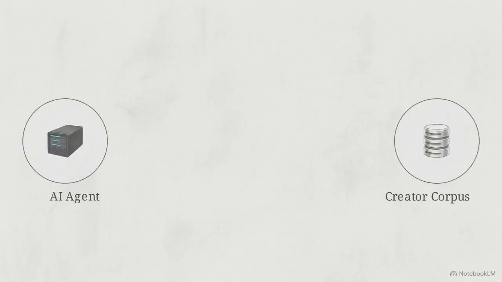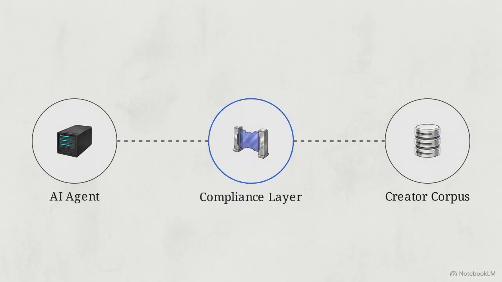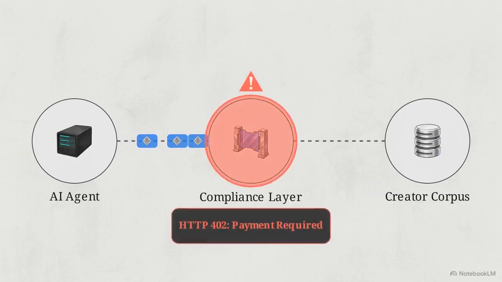Enforcement begins at the network layer. A technical gate protects a creator's corpus, monitoring incoming agent requests. When an agent attempts to scrape the content, an embedded watermark identifier acts as the trigger for the system. Once the watermark is detected, the system issues an HTTP 402 status code. This payment required message rejects the unauthorized request and stops the ingest.